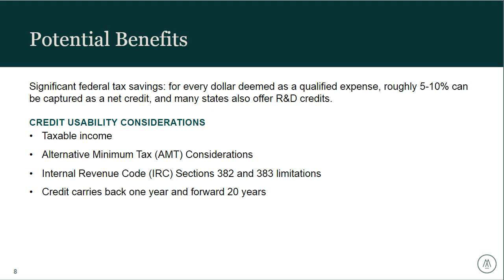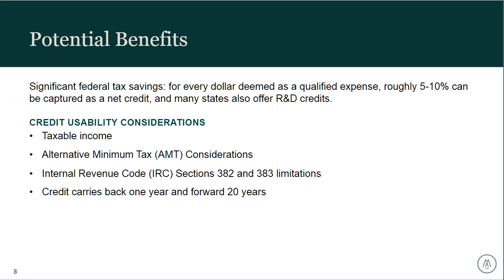Then getting into some of the potential benefits. The R&D credit is the largest business credit out there, and I don't even think it's close. There's a credit at the federal level, and there's also something like 38 states that also provide their own R&D credit. A lot of those states have credits that mirror the federal credit. They're very similar to the federal credit.